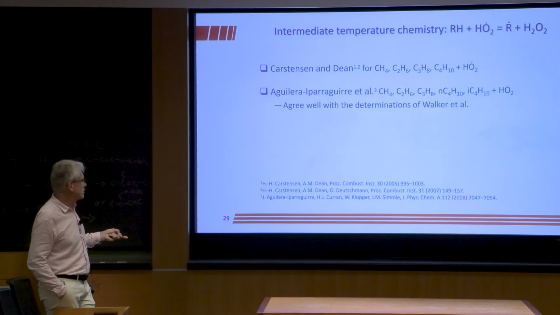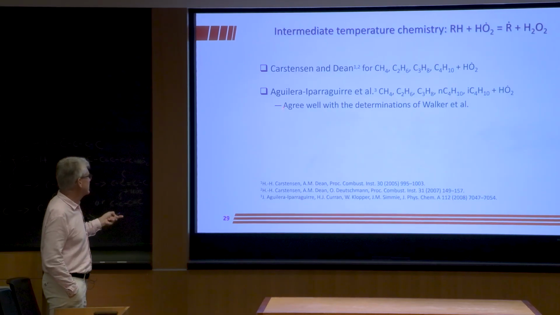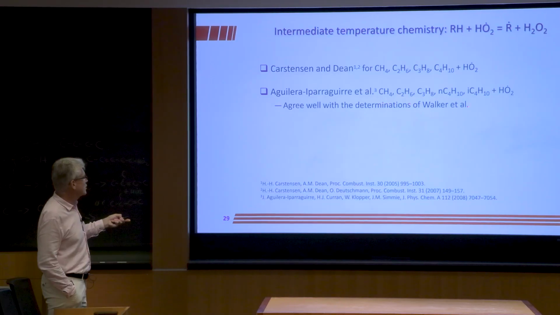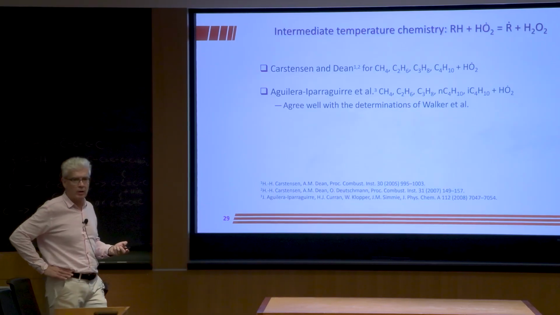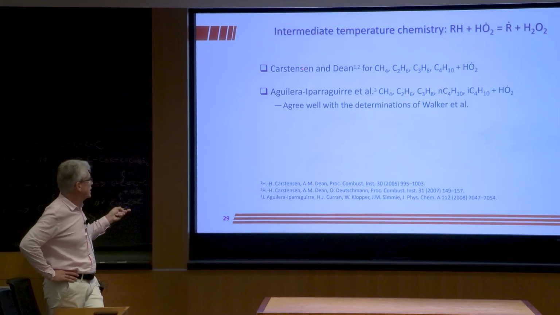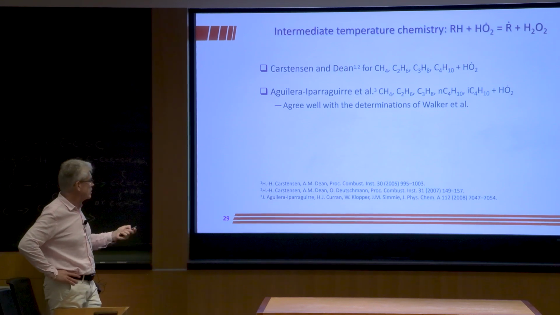And when was it? 2008. It was nearly 20 years ago. More than 17 years ago, right? And we calculated rate constants for methane, ethane, propane, n-butane, and isobutane plus HO2. And our calculations agreed well with the determinations of Walker et al. So the measurements by Ray Walker of rate constants agreed better with ours than the calculations by Carstensen and Dean. I'll show you some comparisons in a second.